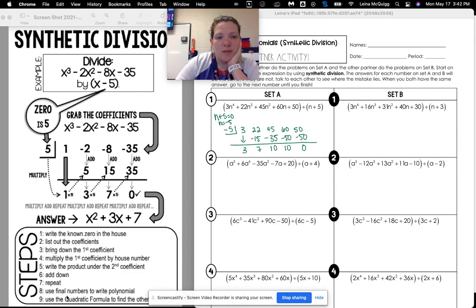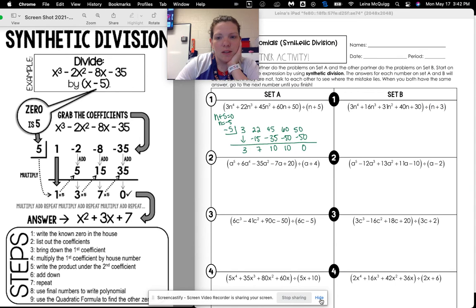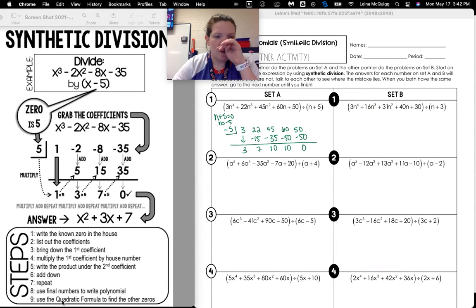So I'm going to use the final numbers to write a polynomial. And then it says, I can't really read the whole thing down here because I've got this little, oh, here, I can hide this. There we go. Use the quadratic formula to find the other zeros. So for now, I just want you to do the synthetic division part. We're not going to worry about the quadratic formula. We've done that a lot this year, so I'm not going to push y'all to do that.